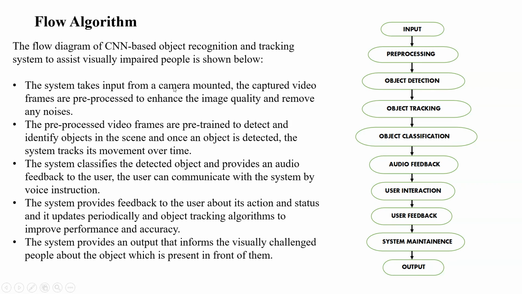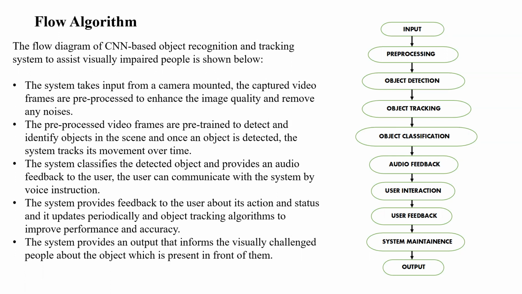The system takes input from a camera mounted. The captured video frames are pre-processed to enhance the image quality and remove any noises. The pre-processed video frames are pre-trained to detect and identify objects in the scene, and once an object is detected, the system tracks its movement over time. The system classifies the detected object and provides audio feedback to the user. The user can communicate with the system by voice instruction.